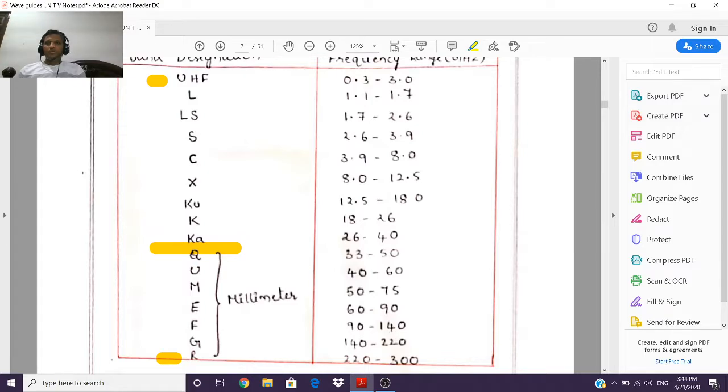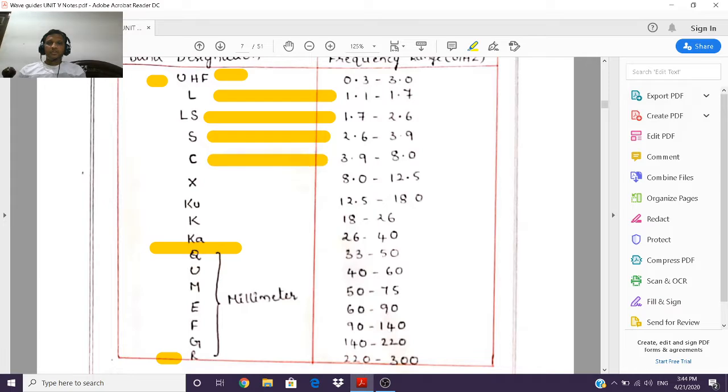Okay, so that means UHF range is generally from 0.3 to 3 gigahertz. L frequency range is 1.1 to 1.7. LS frequency range is from 1.7 to 2.6. S frequency range is 2.6 to 3.9 gigahertz. C band is 3.9 to 8, and this is a very important band. Generally you will see this in microwave.